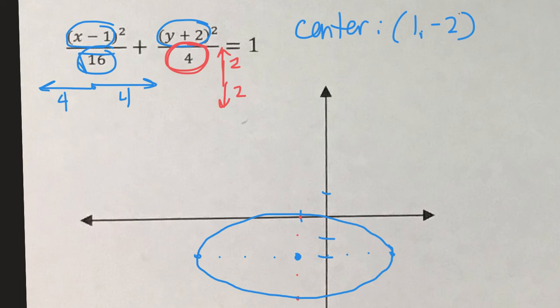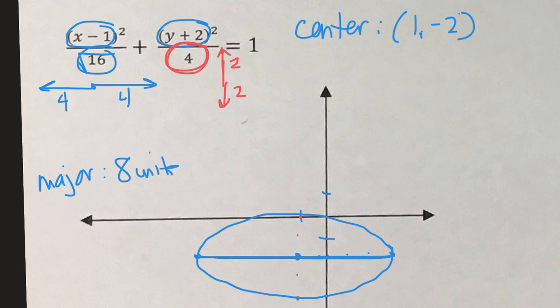So if we were asked the question, what is the major axis? The major axis is 8 units long, because that's the distance from the far left endpoint to the far right endpoint. So we would have a major axis length of 8 units. And we would have a minor axis length. Minor is your smaller one, of 4 units.